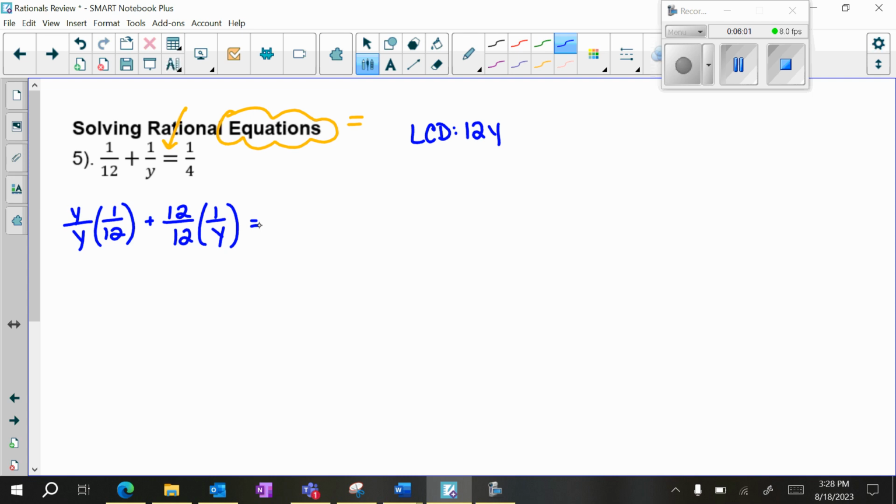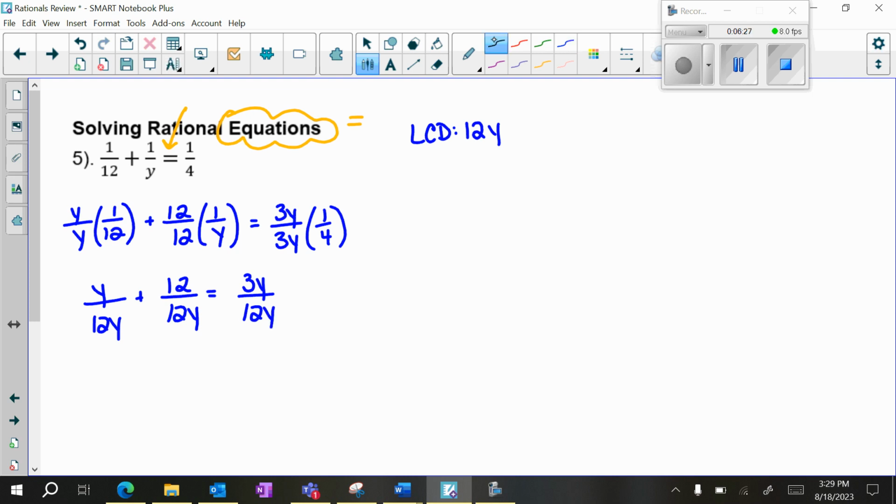And then on the right side of the equation, I have a 4. I want it to be 12y. So what do you need to multiply by to get from 4 to 12y? 3y on the top and the bottom. So I now have y over 12y plus 12 over 12y equals 3y over 12y.